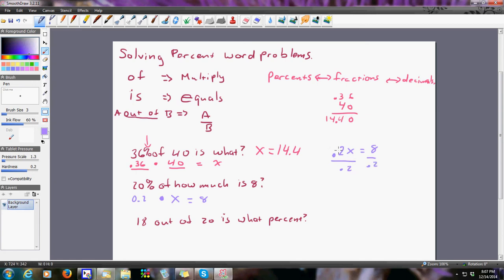Divide by 0.2, and 0.2 over 0.2 is 1. So 0.2x over 0.2 is just 1x. And now I have 8 divided by 0.2. I move the decimal over, and you get 40. So x equals 40. And if we wanted to check, what's 20% of 40? Well, 0.2 times 40 is 8.